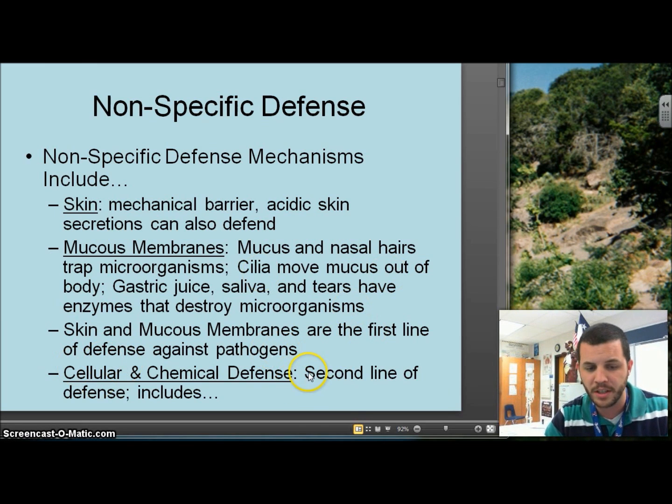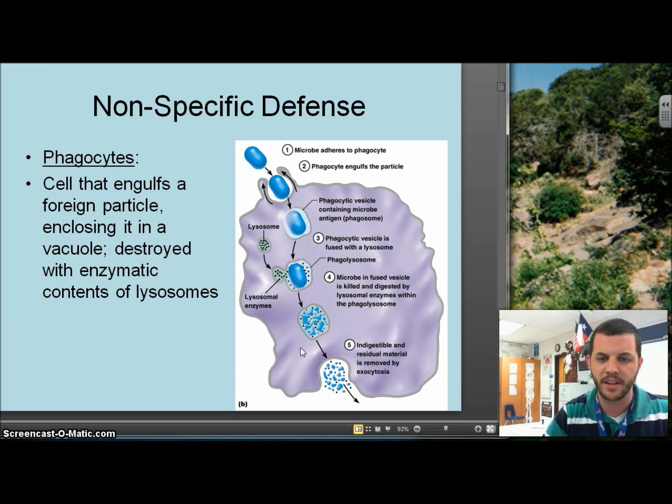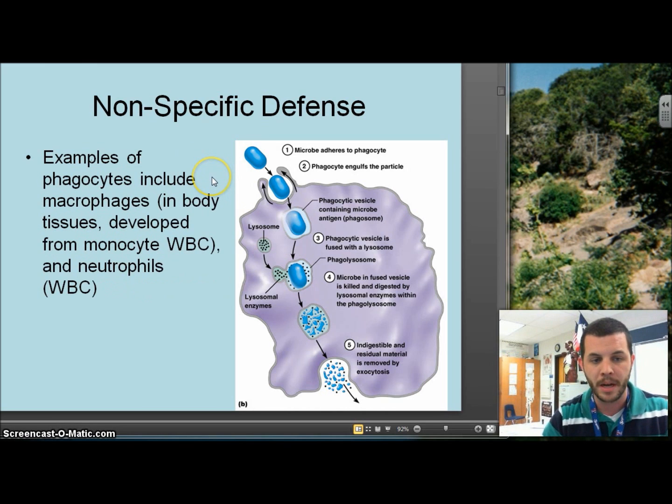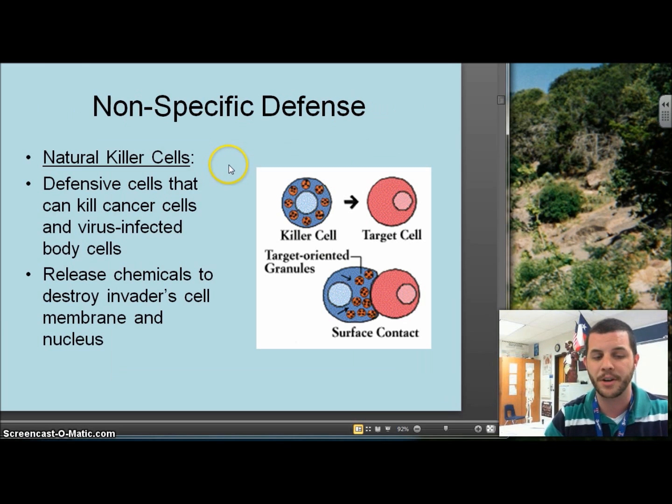Cellular and chemical defense is going to be our second line of defense. These are also non-specific defenses, and that's going to include things like phagocytes, which are going to trap pathogens and engulf them and destroy them. It's also going to include natural killer cells.